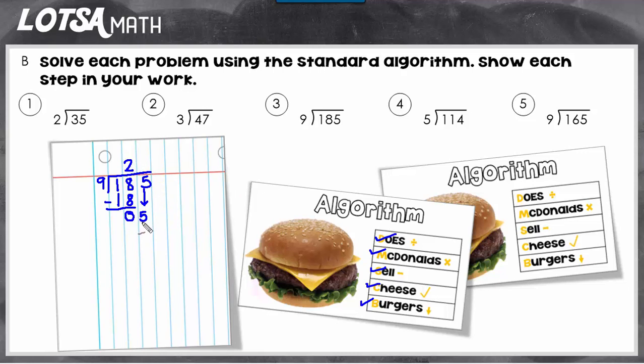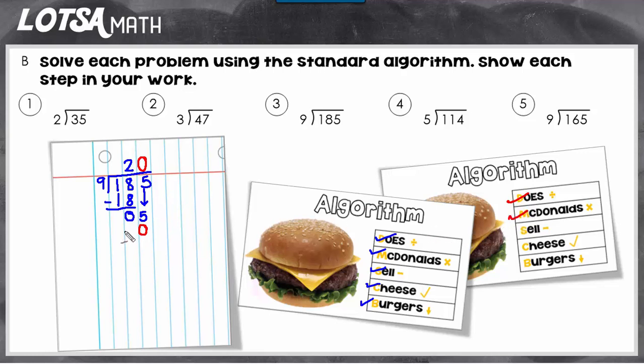So for round 2, my dividend is going to be 5. There wasn't a remainder to make this number bigger, so it's just going to be 5. So I'm going to start with 5 divided by 9. Well, 5 can't be divided by 9, so I'm just going to put the answer 0. Next is multiply, so I'm going to take that 0 and multiply it by the 9, and my answer will be 0, which I'm going to write right underneath the 5.